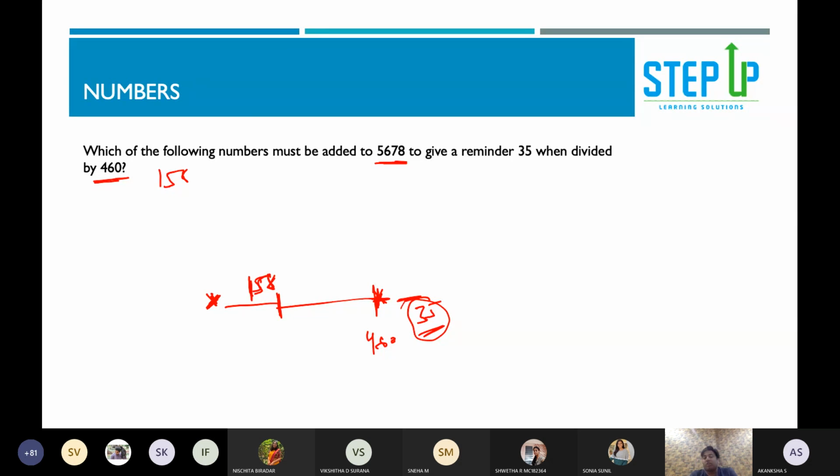This is the distance that you have to cover. 158 distance you have already covered. What is the remaining distance? This is 302 that you have to cover to reach the next multiple. Yes, sir, understood. That means now you are getting 0 remainder. What remainder do you want to have? 35. You add another 35 here. Your answer comes out to be 337. So that should be the minimum value that should be added to 5678 to have remainder 35 after dividing the number by 460. Is it clear to everyone? Yes, sir. So it is not 193 but 337.